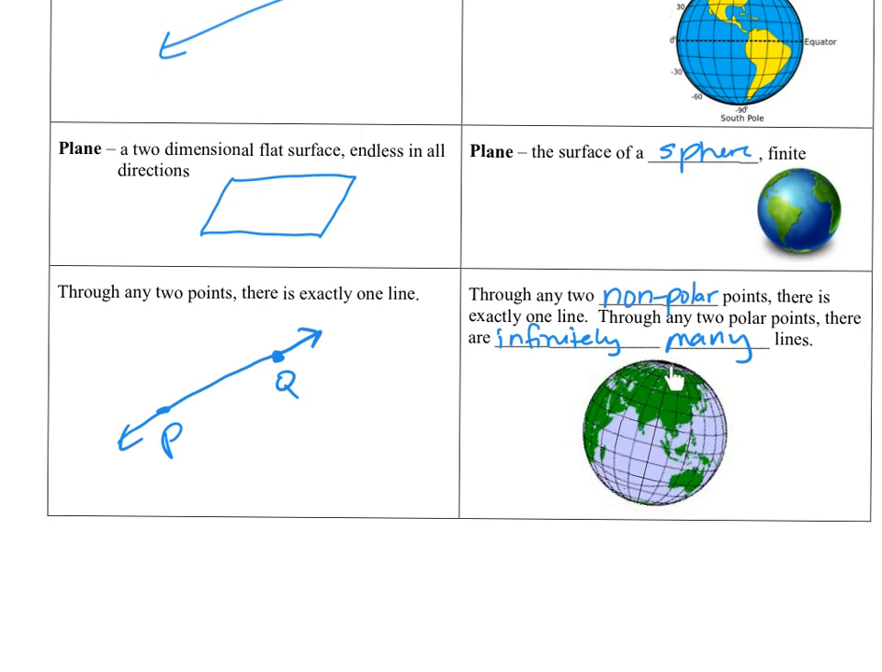And again, it doesn't have to be the North Pole and the South Pole. Remember, polar points would be any points that are endpoints of a diameter of the sphere. So pick any polar points, and there would be infinitely many lines that pass through those two polar points.